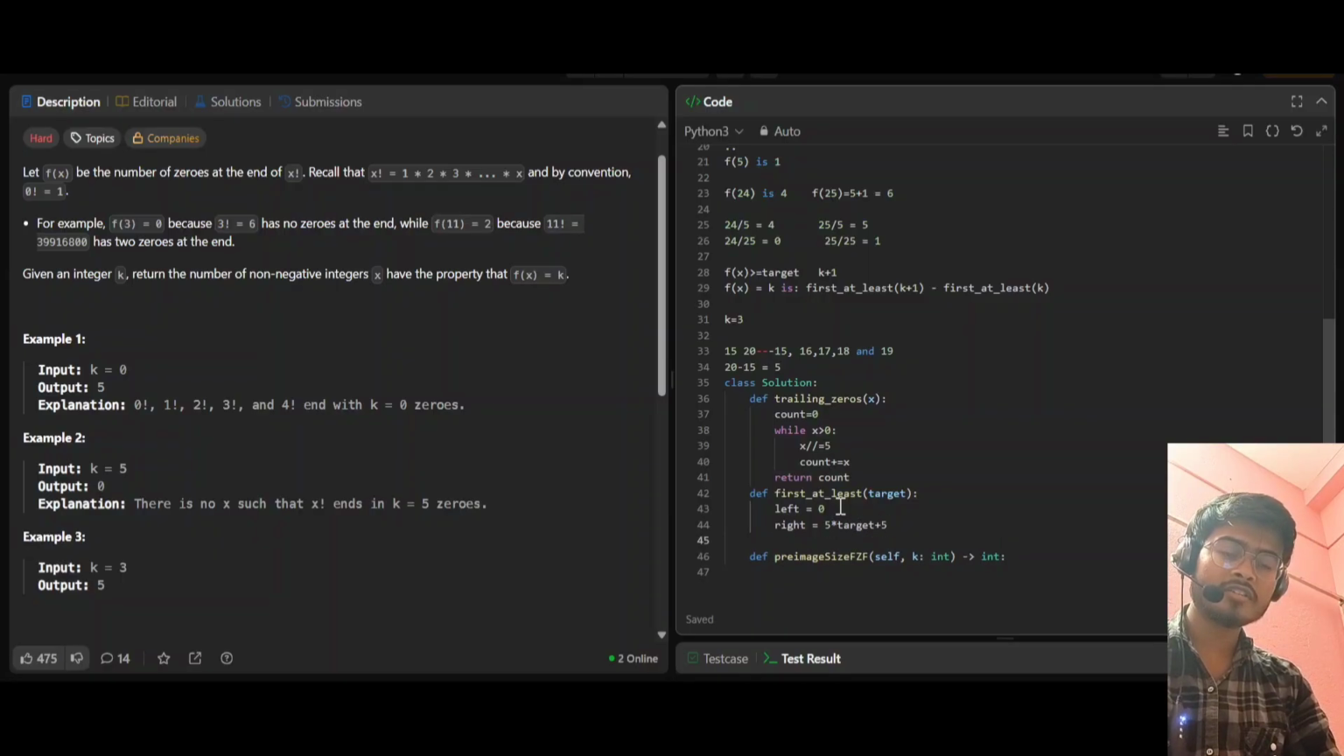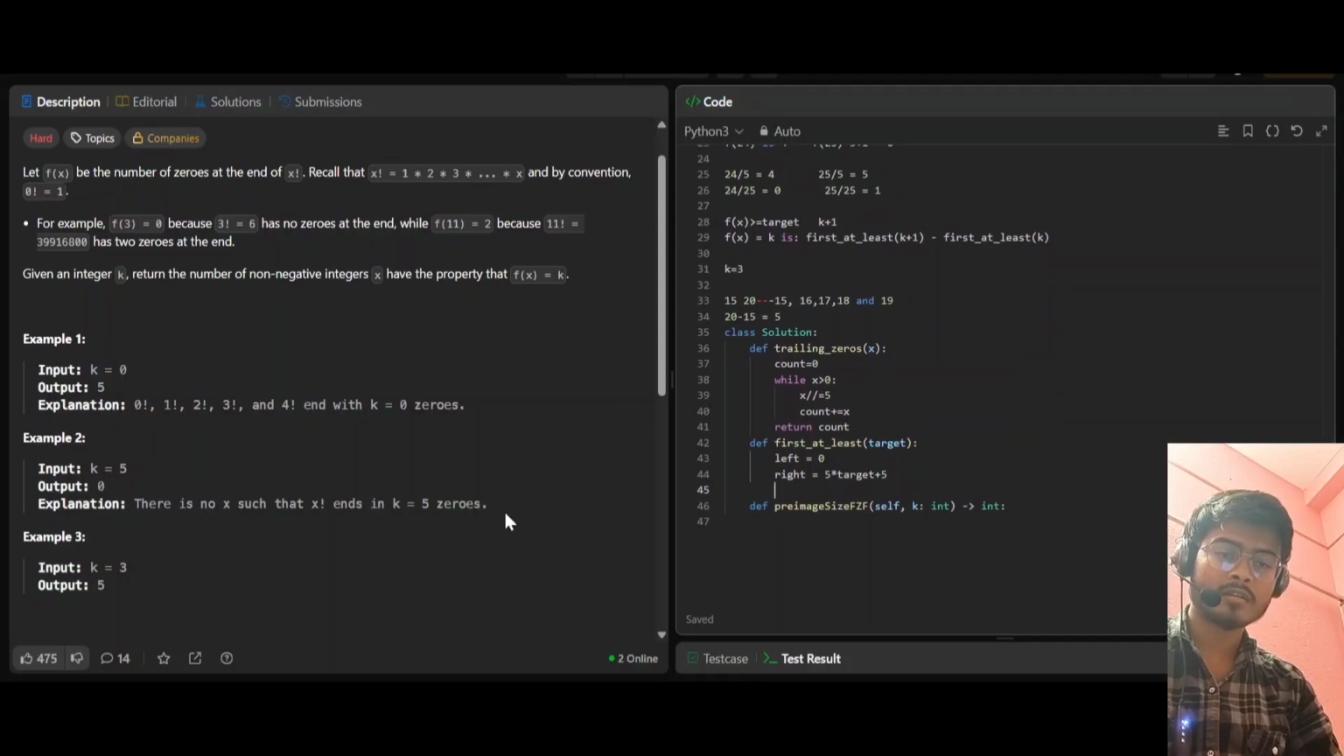Why is the range sufficient? Roughly speaking, every group of 5 numbers contributes at least one trailing zero, right? So the first position related to target will always appear within this range. Adding 5 also handles small values such as target equal to 0. Now we perform binary search.